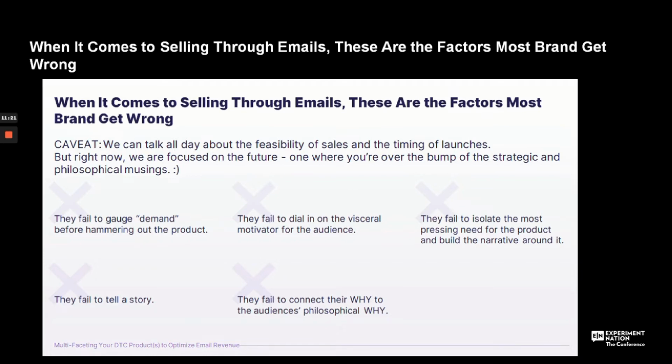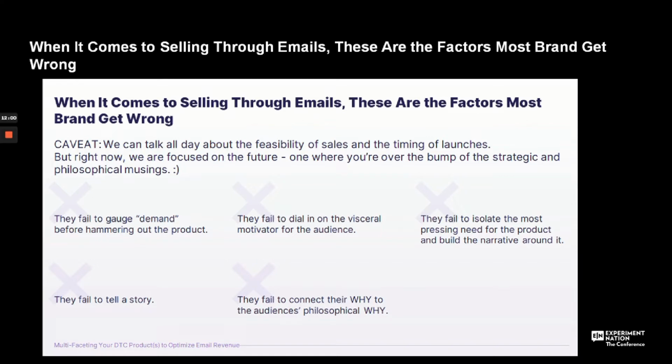They fail to connect their why to their audience's philosophical why. This is kind of a slippery slope, because some people say that people don't really care about why you have started your business. I tend to not agree because of two main reasons. The first reason is when you do not understand your own why. And by the way, the why is never to make more money. The why is something that has driven you to do what you are doing today. What is that vision that you have in your mind, and that is why you are doing X, Y, and Z to get there. So it's basically the purpose of your brand.